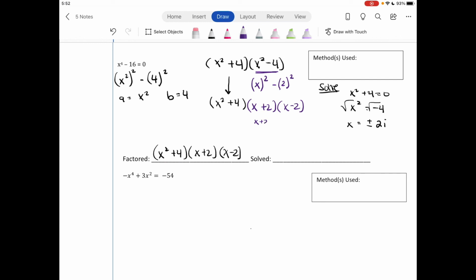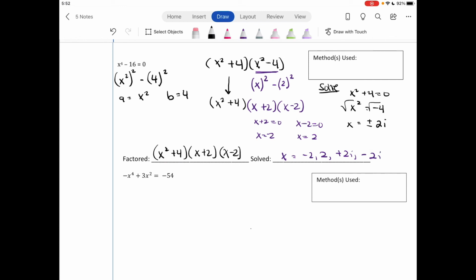Then we had x plus 2 equals 0, so x is negative 2, and x minus 2 also equals 0, so x is equal to positive 2. So now we have 4 solutions. We have x is equal to negative 2, positive 2, positive 2i, and negative 2i as well.